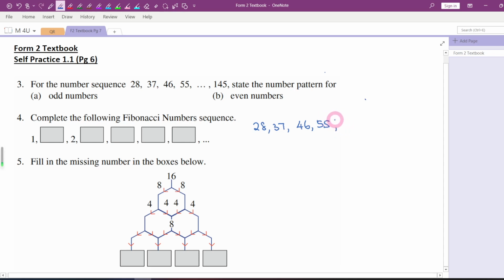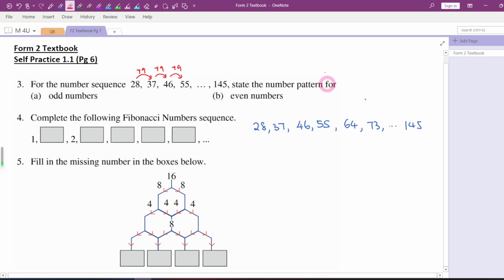We add 9 to it, right? You will get 64. Add 9, 73, and so on. Okay, so why do we keep on adding 9? Because from the given number here, add 9, add 9, add 9. So if the question asks us to state the number pattern for this given sequence, it will be add 9 to the previous term or add 9 to the previous number.